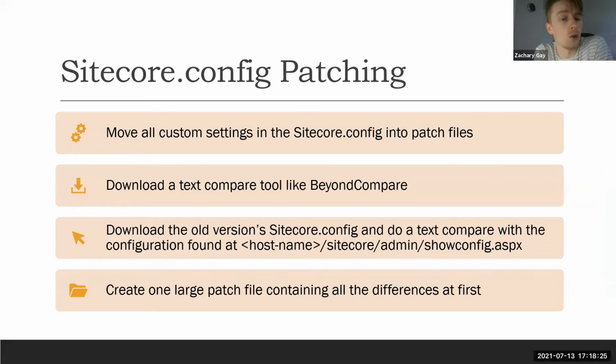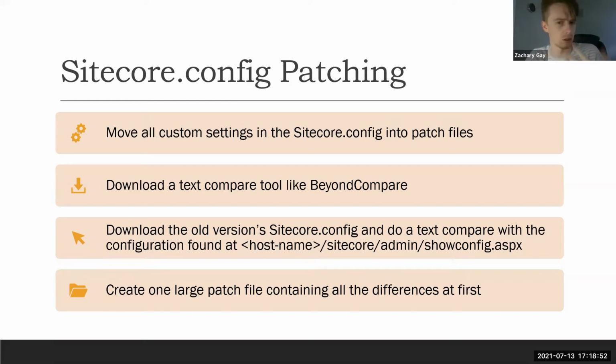You'll also have to do Sitecore.config patching. You'll want to move all of the custom settings in the Sitecore.config file into patch files. So to do this, I recommend downloading a text compare tool like Beyond Compare. And then after that, download the old version's Sitecore config and do a text compare with the configuration found at your live site's show config page.